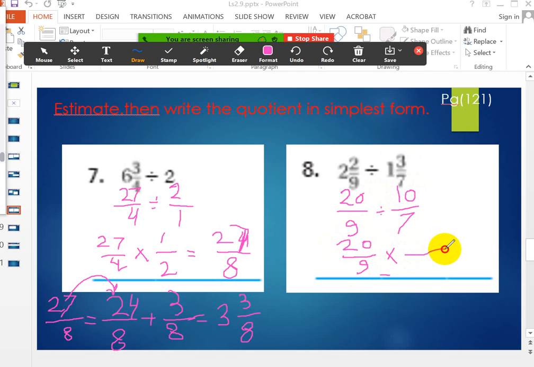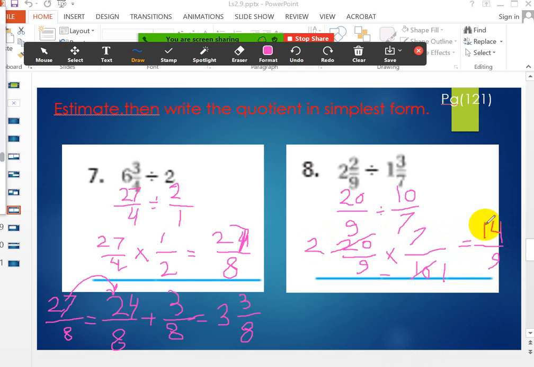Now let's convert from division to multiplication, so it will be what? The divide. Very good. 7 over 10. Now, is there any greatest common factor between 20 and 10? Yes. What? Very good. This one will be what? 20 divided by 10 and 10 divided by 10. 1. Very good. So 2 multiply 7 equals 14. 9 multiply 1 equals 9.